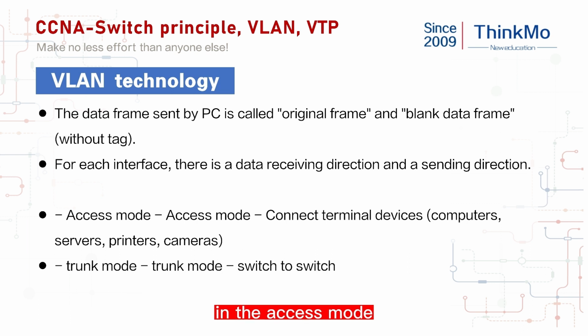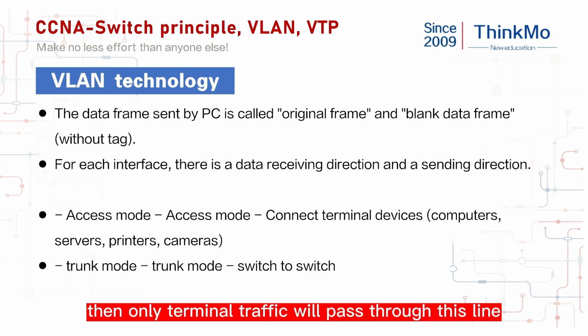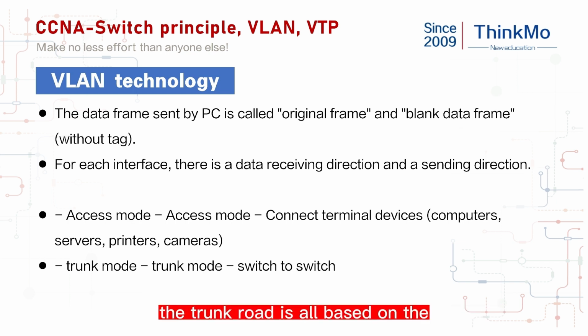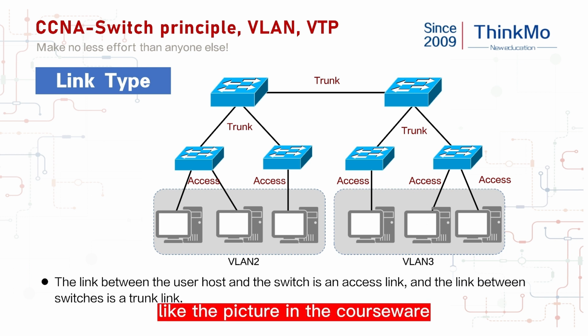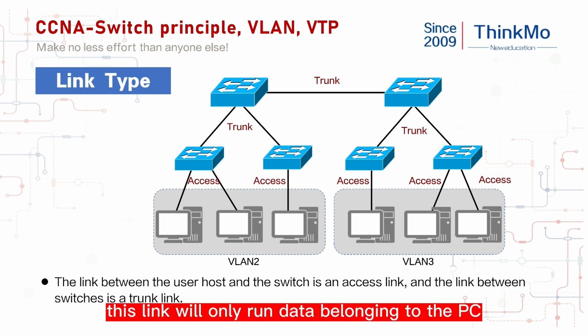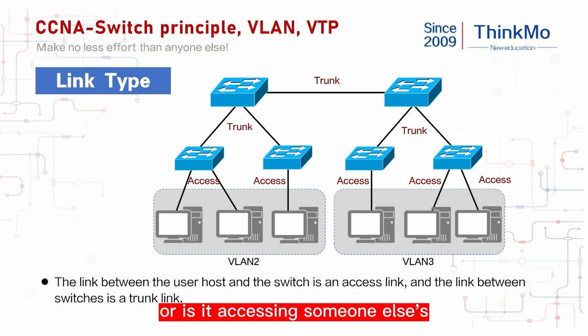In the access mode, it is directly connected to the terminal. Then only terminal traffic will pass through this line. The trunk road is all based on the picture in the courseware. Let me explain their names. Access link means this link is called an access link. This link will only run data belonging to the PC, whether someone else accesses it, or it is accessing someone else's. This is actually equivalent to an access device.